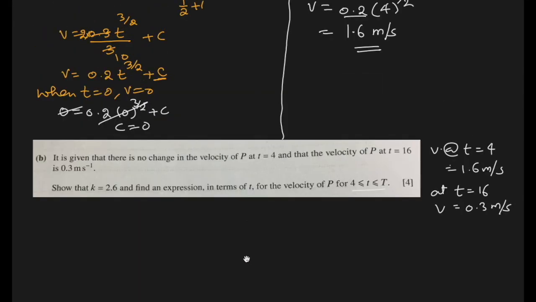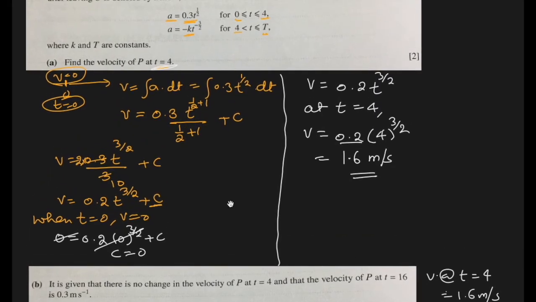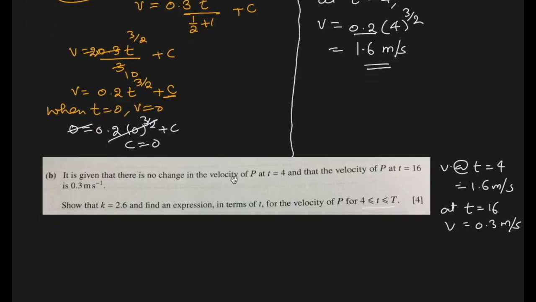And that the velocity of P at t equal to 16. At t equal to 16, V is 0.3 meters per second. That's what they're saying. Show that k is 2.6 and find an expression in terms of t for the velocity of P in this. So what was the equation from 4 to capital T? Minus k t to the power minus 3 over 2.